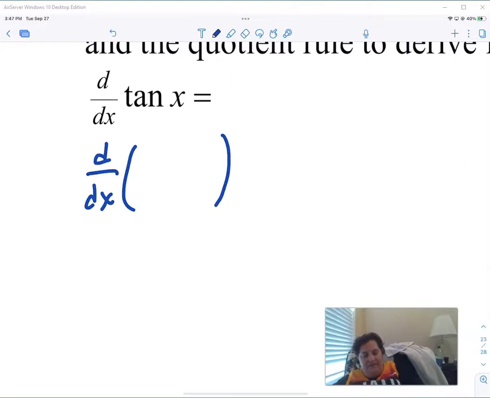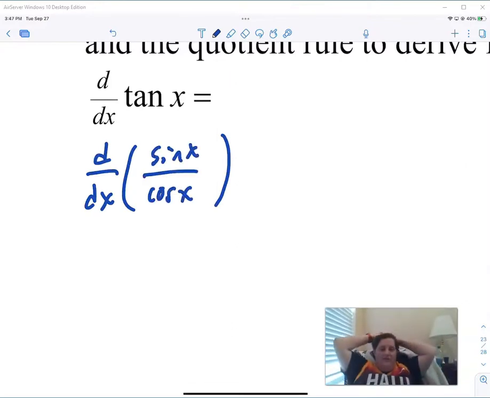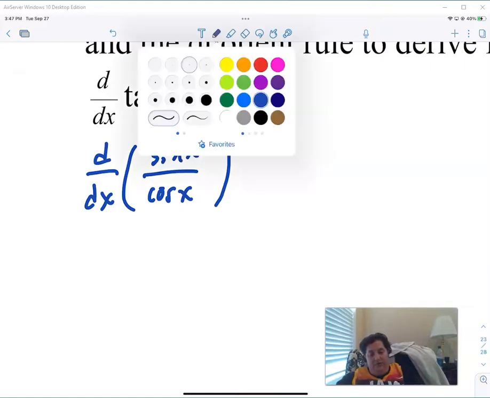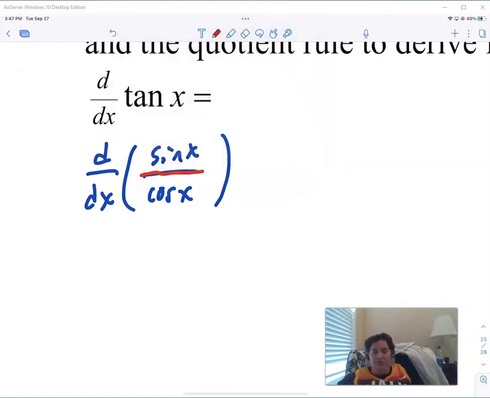Instead, I'm going to find the derivative of sine over cosine, because I don't know what tangent is, but I know what sine over cosine is. But guys, guess what rule I have to use? Quotient rule. Okay? Now, if you want to see if you're super, super smart, you know who I'm talking to out there, right?